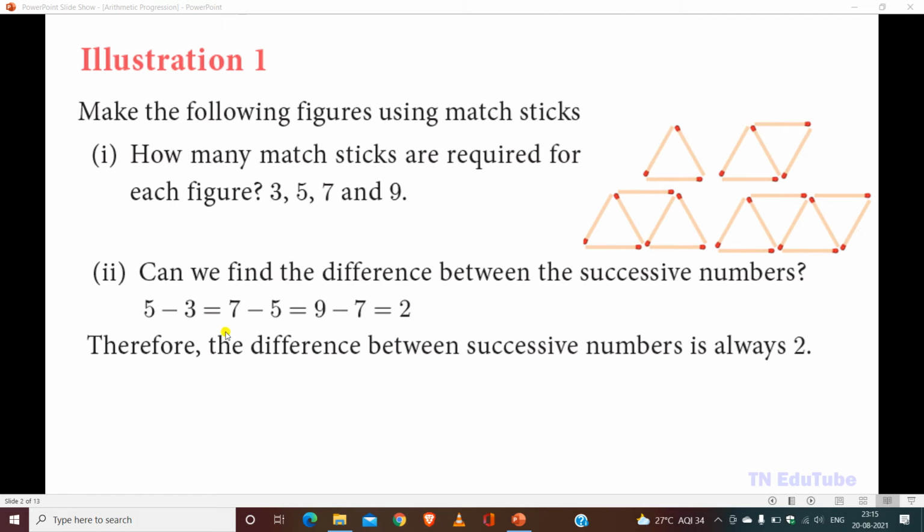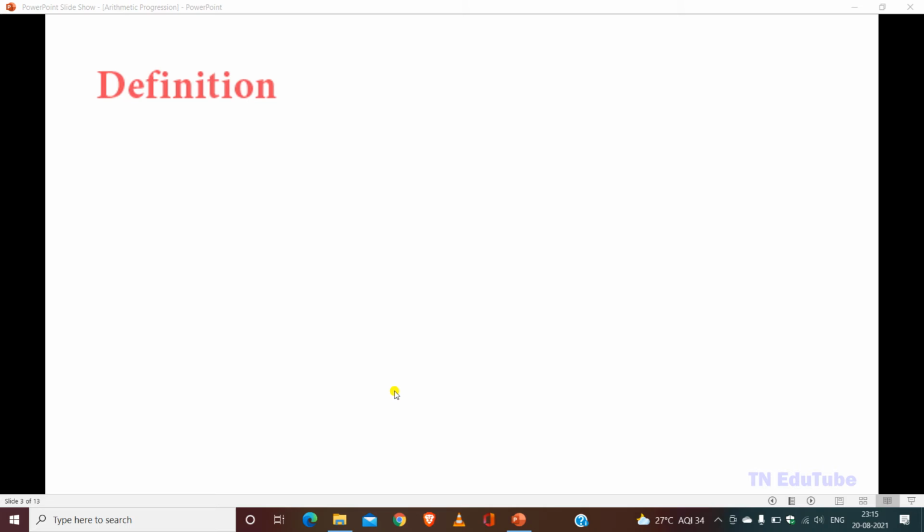So when you are subtracting 5 minus 3, you get 2. 7 minus 5, you get 2. And 9 minus 7, you get 2. That difference is called the common difference. Therefore, the difference between successive numbers here is always 2.